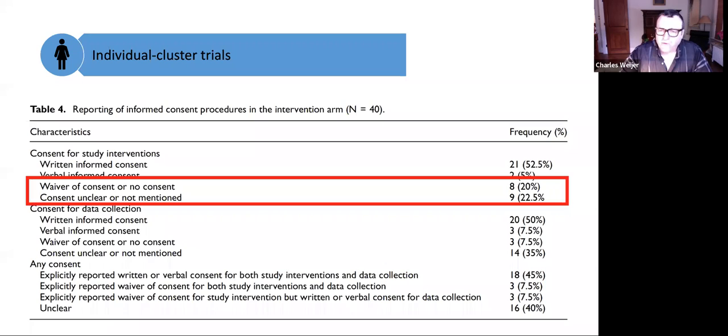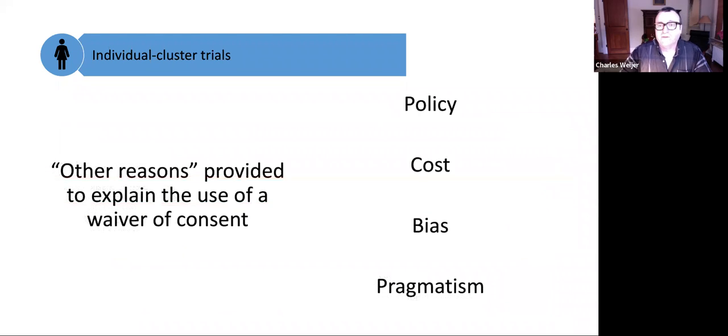So that leaves us with a really interesting question: what did the other 5 trials say? And how is it that a research ethics committee approved the use of a waiver of consent based on these sort of other reasons? So what were the other reasons?